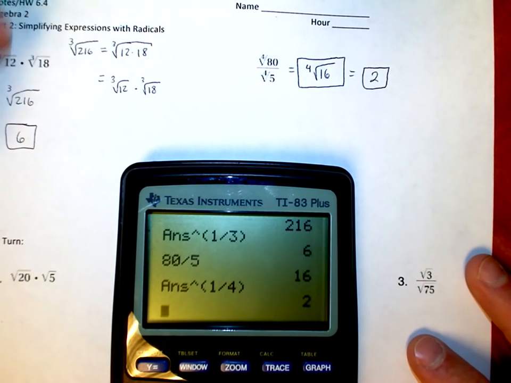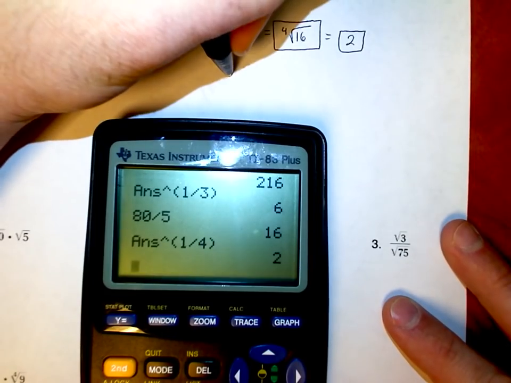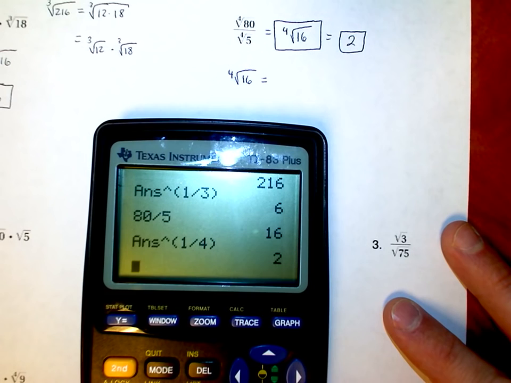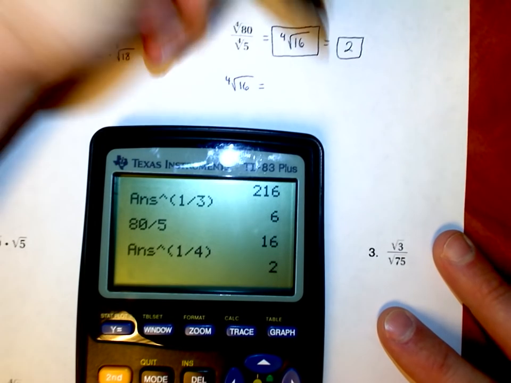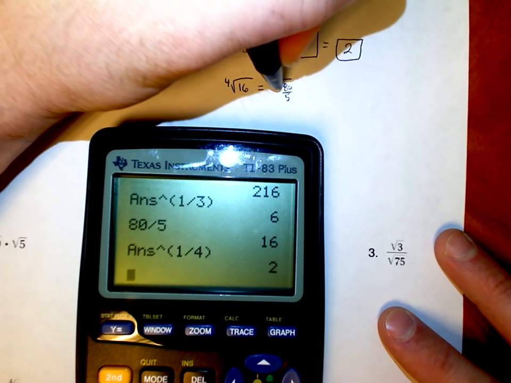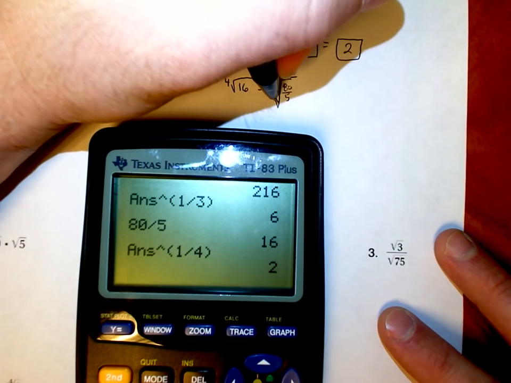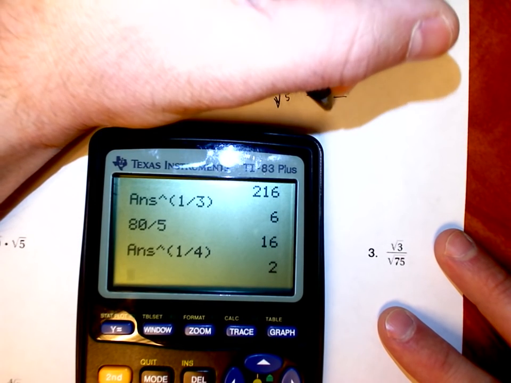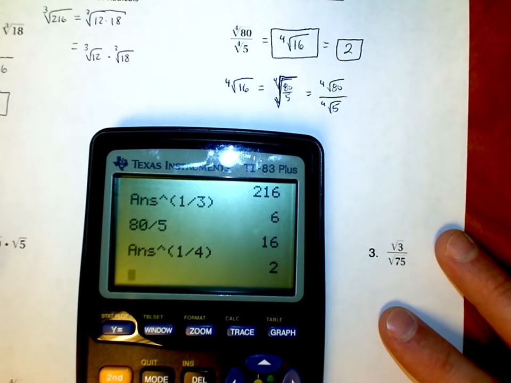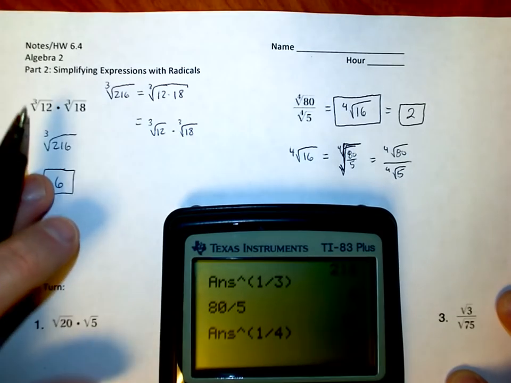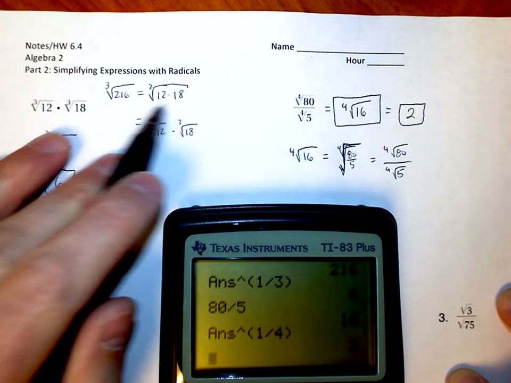The same idea works this way. If I ever wanted to, and you won't ever be asked to do it this way, I could say instead of the fourth root of 16, it's the fourth root of 80 divided by 5, if for whatever reason that was convenient. You'll never be asked to do that, but I could break it up into two separate fourth roots. This one here we will be doing all the time in later homework assignments.